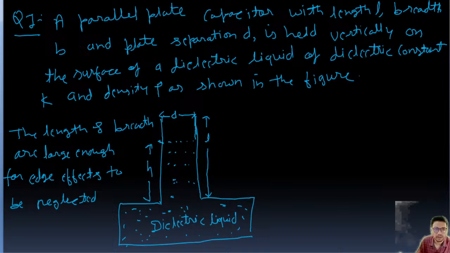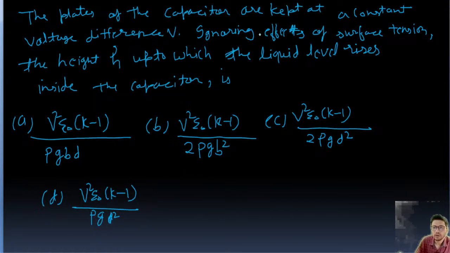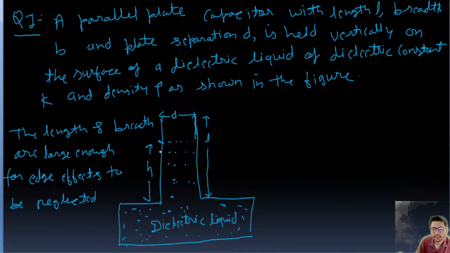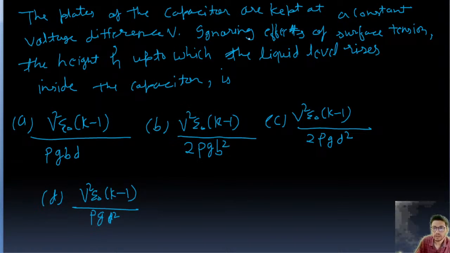Next, the plates of the capacitor are kept at a constant voltage difference V. So these plates are kept at a constant voltage V, that is constant. Ignoring the effects of surface tension, you need to ignore the effect of surface tension, the height up to which the liquid level rises inside the capacitor.